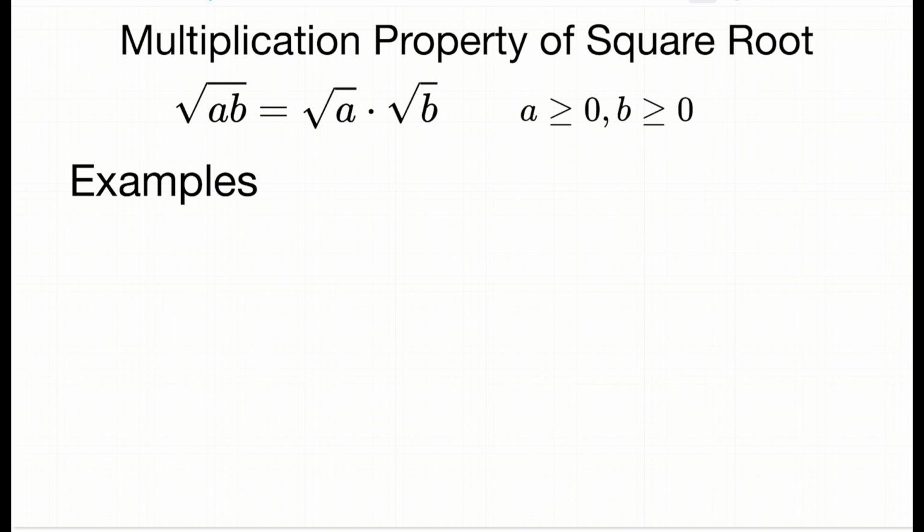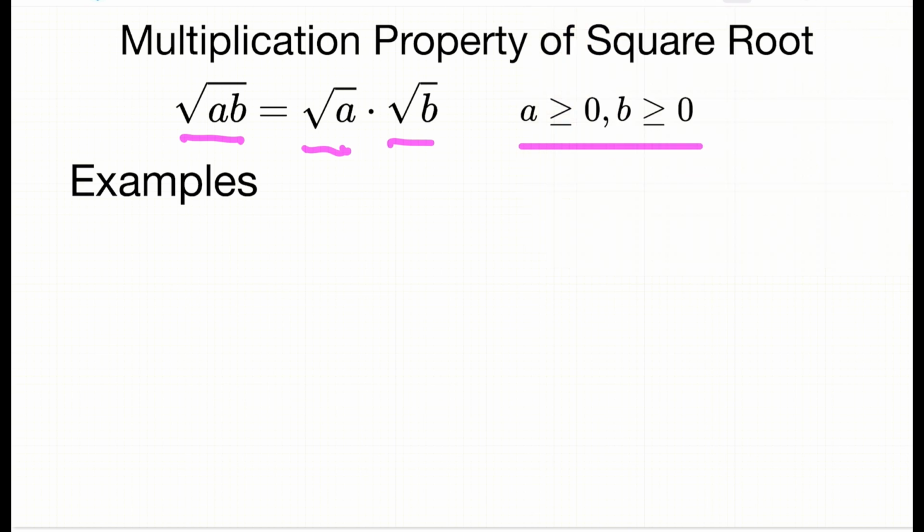Next, we're going to look at the multiplication property of the square root. So if we have a square root of two real numbers, a and b, we can break this up as the square root of a times the square root of b, where a and b are both greater than or equal to 0. Remember I said this is for non-negative numbers. All right, so let's look at some examples.